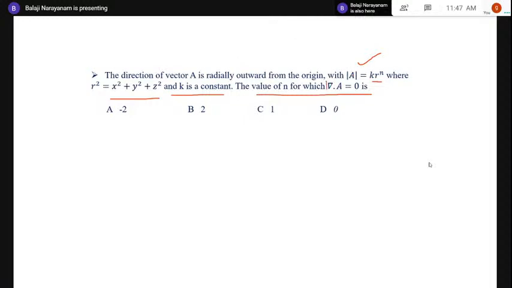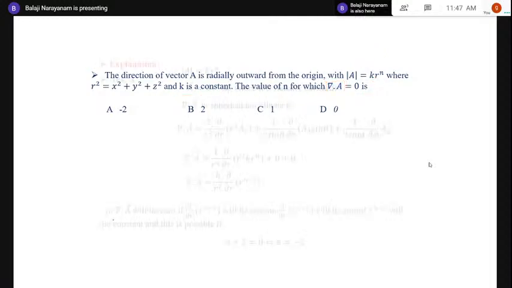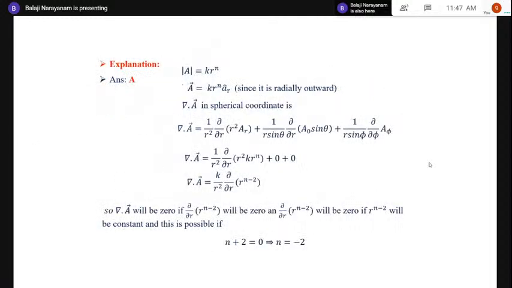So basically what is to be done is we need to find del dot A. We are aware of the del operator. r square is given as x square plus y square plus z square. Mod A is equal to k r power n, and A bar is k r power n along a r bar. A bar is radially outward. Hence we may write a r bar, and del dot A bar can be done in spherical coordinates.